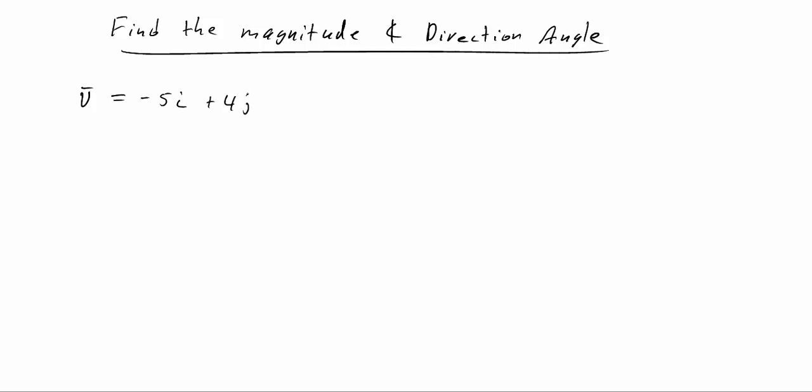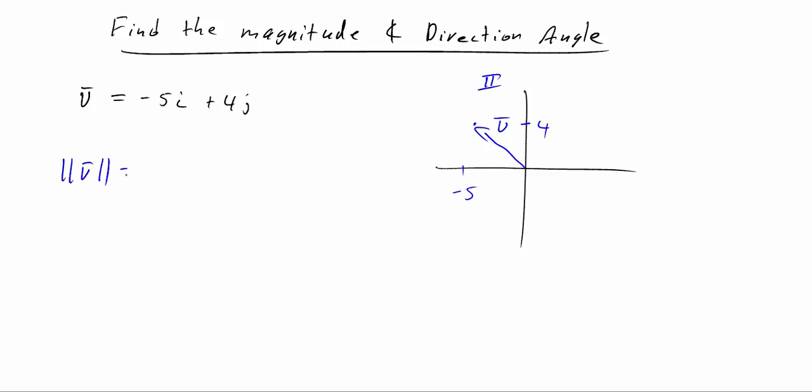Now, what I would recommend when trying to find the magnitude and particularly the direction angle is to always do a rough sketch of where this vector is. We have a negative 5, so we're going to the left, and then 4, so we're going up 4 units. That's just so that we know our vector is somewhere over here in the second quadrant.